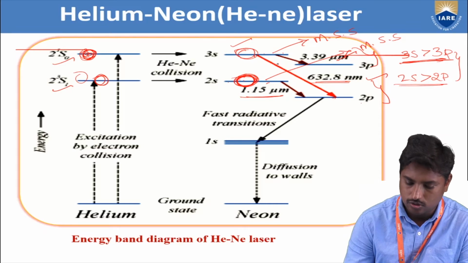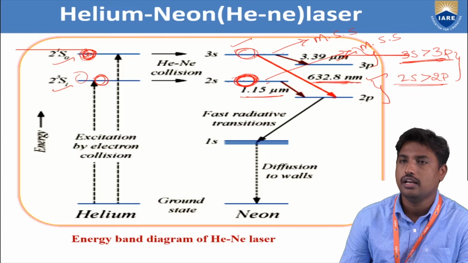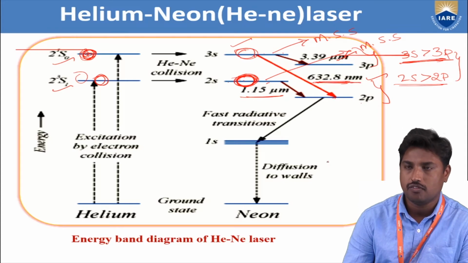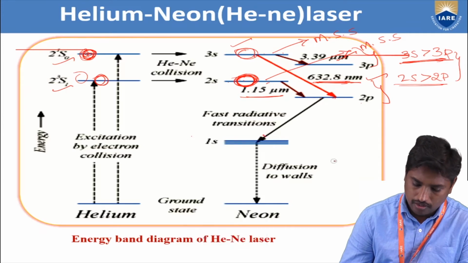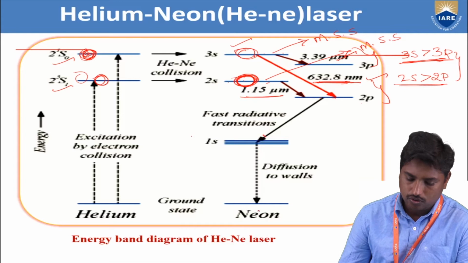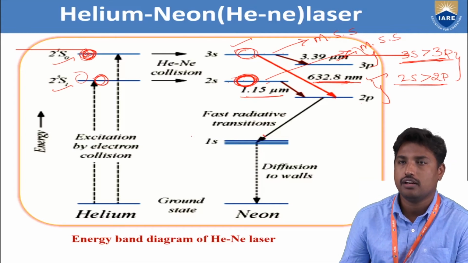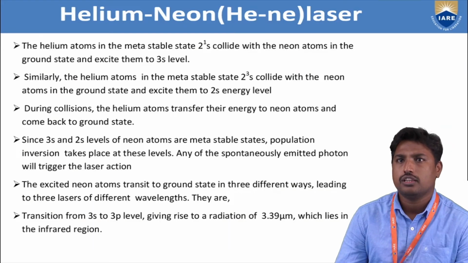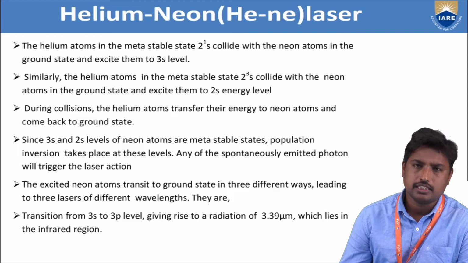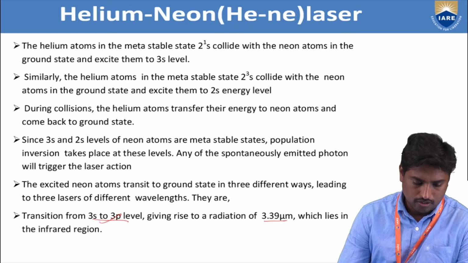Then only here do we get the laser transition, with a wavelength of 632.8 nanometers. After that, there is a fast radiative transition between 2p and 1s. After that, 1s diffuses to the walls, and 1s goes to the ground state energy level. This is the energy level diagram for a helium neon laser. Before that, again the construction, then the collisions; this is the total explanation. What I am explaining will be clearly shown in the slide. Coming to the working now.